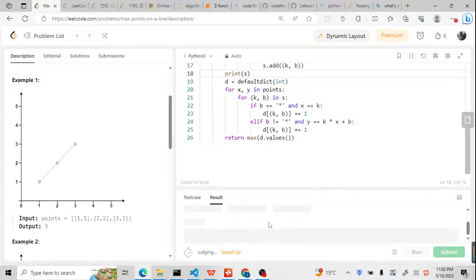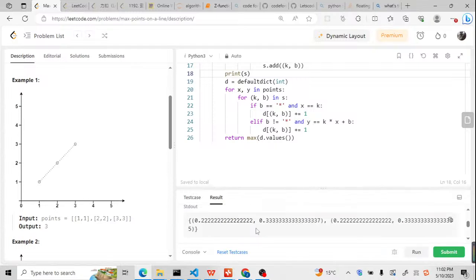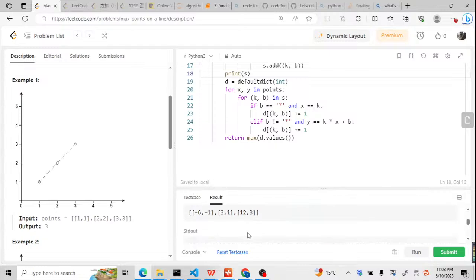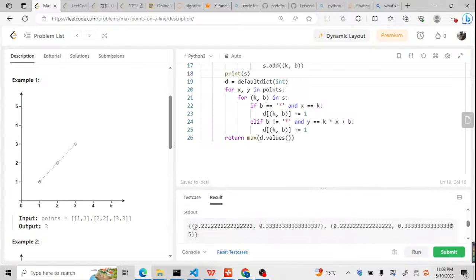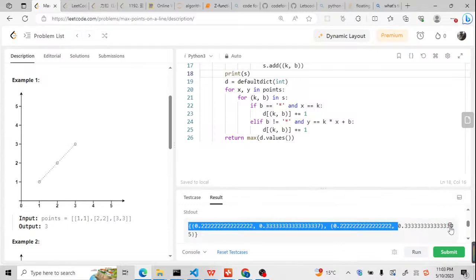Let's check this problem first. After that, I will explain a good way to solve this problem. As you can see, the result is not okay, especially for the false cases. We don't need to check these points, but if we check k and b, the slope, as you can see, is the same, but the y-intercept is different. Actually it's the same, but floating point calculation is not accurate.